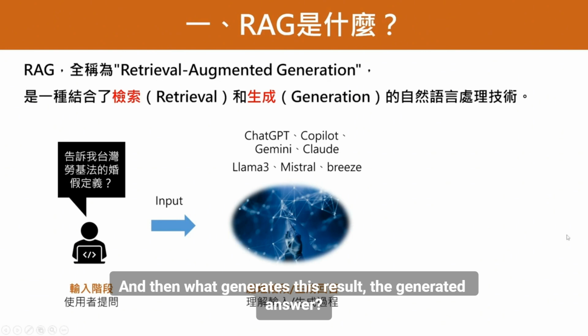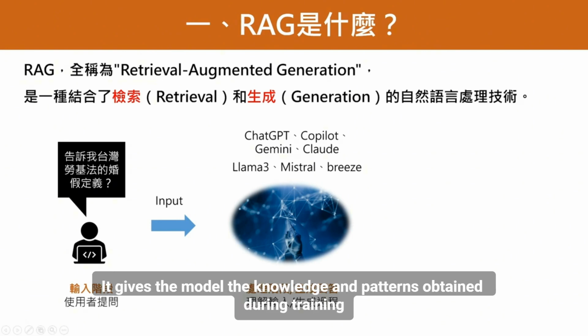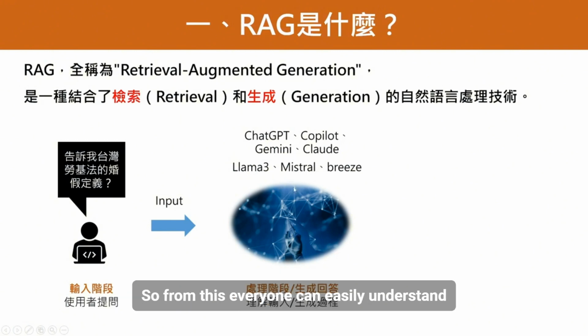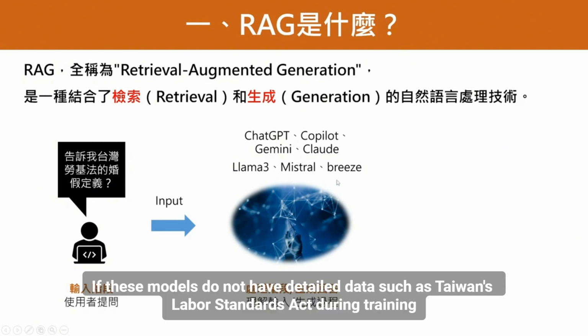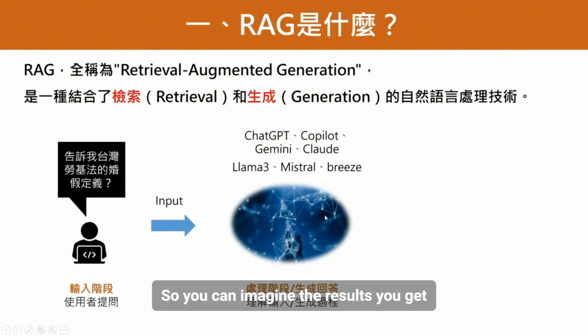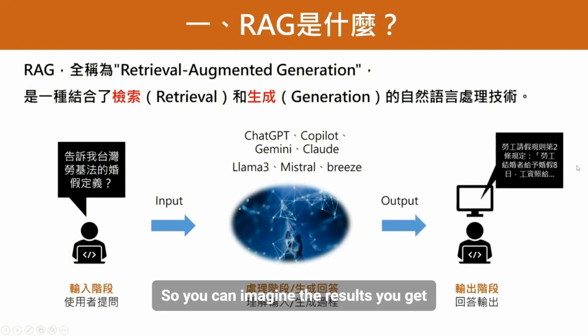And then what generates this result, the generated answer? It gives the model the knowledge and patterns obtained during training. So from this everyone can easily understand. If these models do not have detailed data such as Taiwan's Labor Standards Act during training, then you can imagine the results you get. The result will not be very accurate. It's a very common answer.